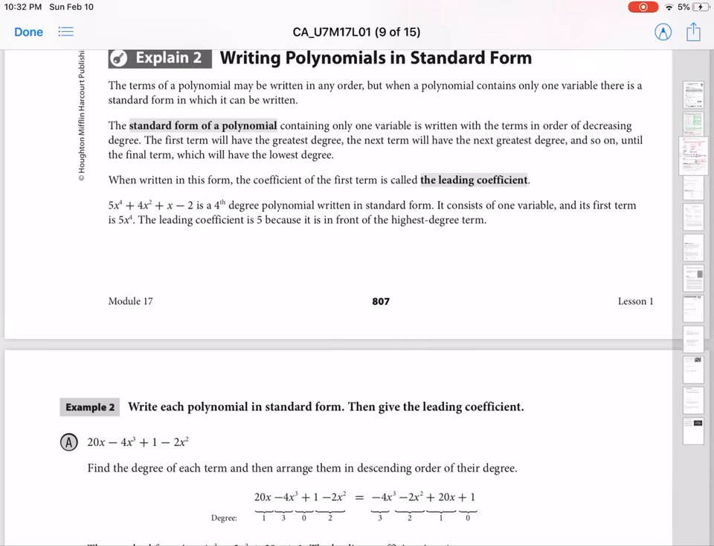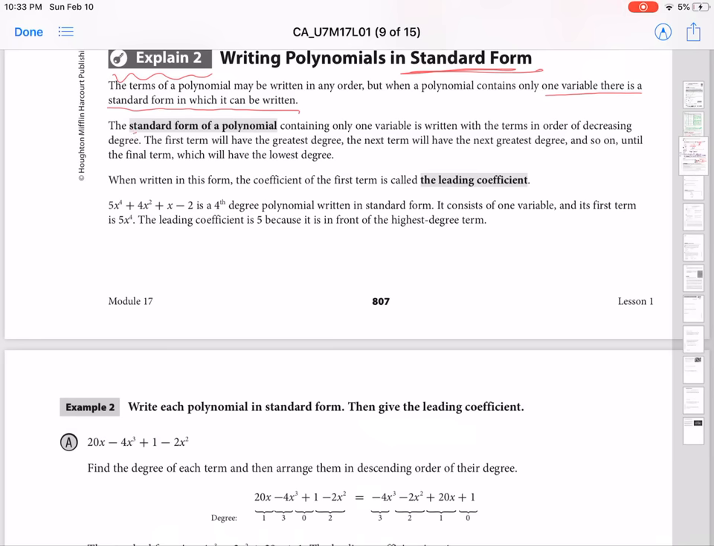So again, continuing on with 17.1, understanding polynomial expressions. And now we're going to be looking at Explain 2, writing polynomials in standard form. The terms of a polynomial may be written in any order, but when a polynomial contains only one variable, there is a standard form in which it can be written.